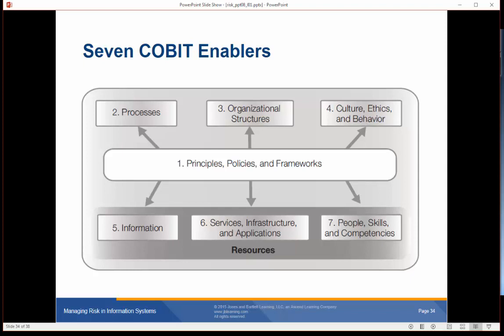But basically, the control objectives for information and related technology. COBIT is a set of good practices. It applies to IT management and IT governance. IT governance, which is also known as ITG, refers to the process that ensures IT resources are enabling the organization to achieve its goals. Further, the IT governance processes help ensure the effectiveness and efficiency of those resources. COBIT helps link business goals with IT goals.